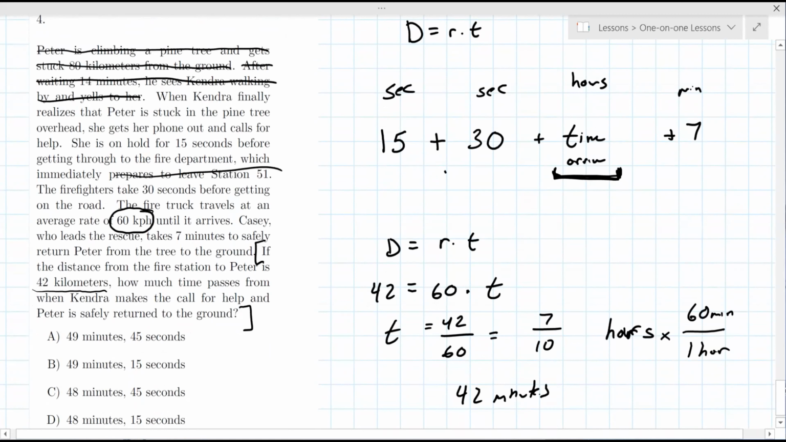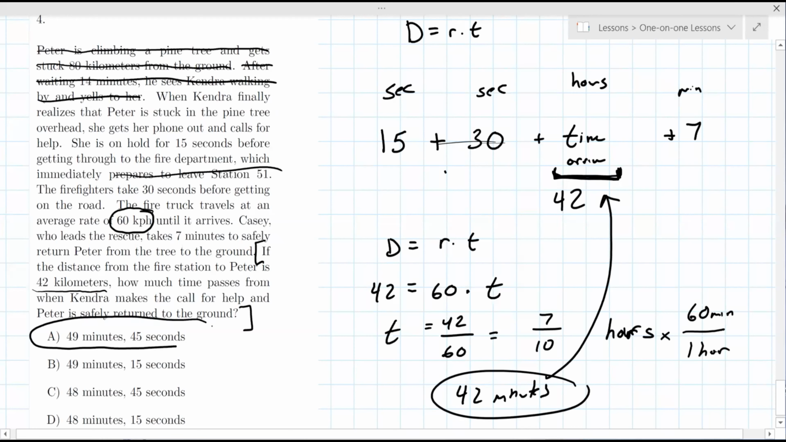Wait, how did you do that? 60 divided by 10 is 6, times 7 is 42. So this number is the time of arrival, which is 42 minutes. It took him 7 minutes to get him down from the tree, so that's 49. And then these go together to make 45 seconds. So it looks like that is the correct answer.